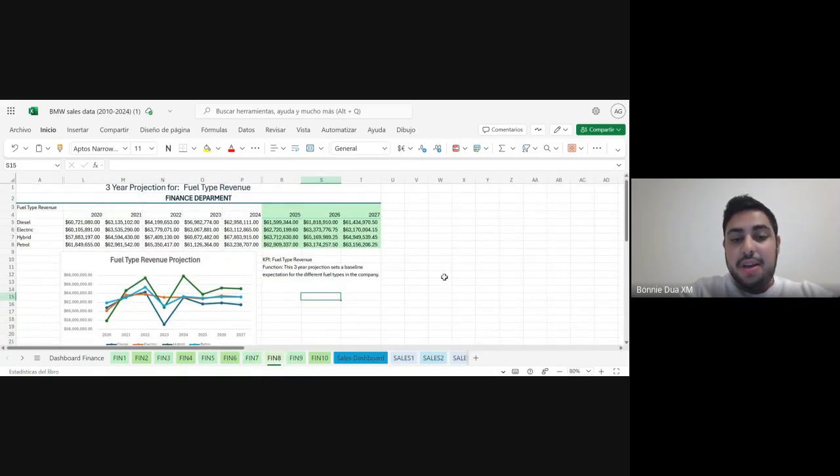For the fuel type, this is a 3-year projection. So it sets a baseline of expectations for the different fuel types in the company. Next.